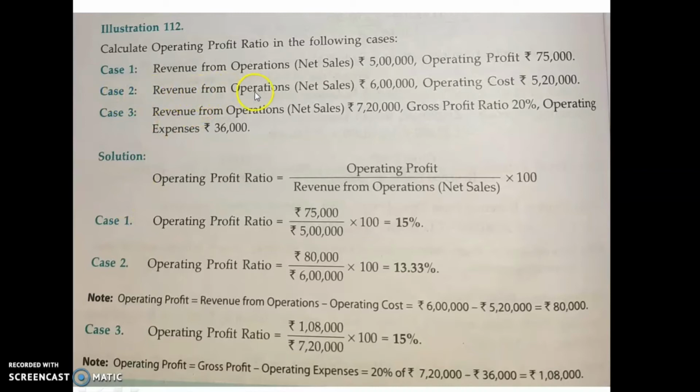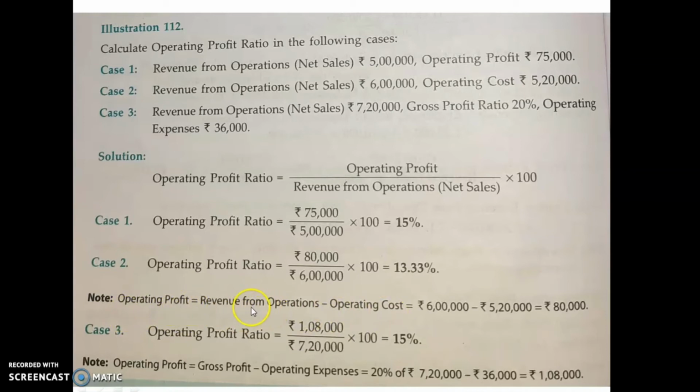Case 2, revenue from operation, that is net sale, is given as 6 lakh and operating cost is given as 5 lakh 20,000. So we have already written the formula operating profit ratio is equal to operating profit divided by revenue from operation into 100. Here we have to calculate operating profit. In case 2, they have not given you operating profit, but you can use the formula operating profit is equal to revenue from operation minus operating cost.